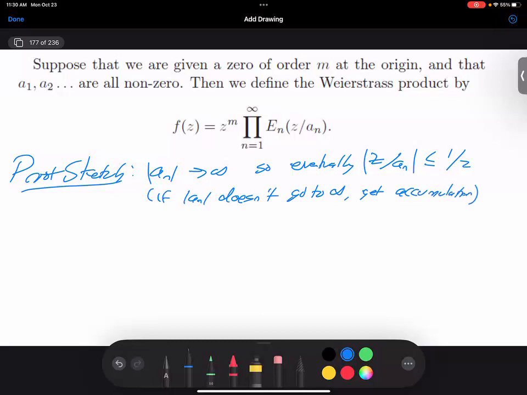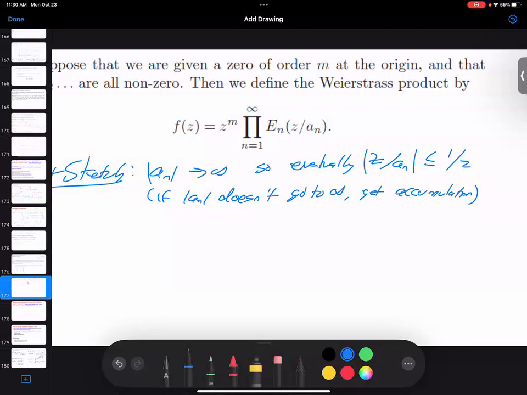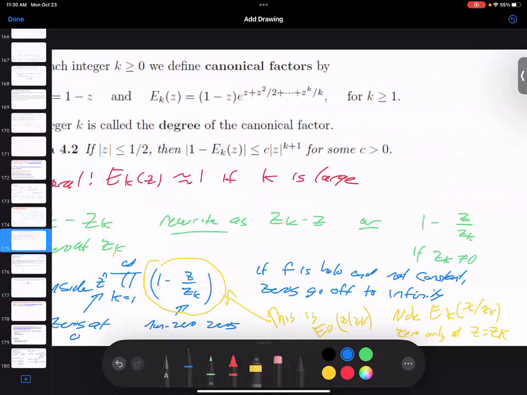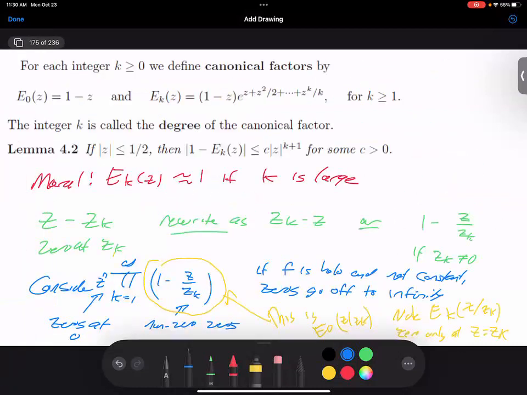This is one of my favorite theorems. It's completely different than real analysis. If I have a sequence of zeros and they accumulate, then the function has to be identically 0. And it's not that hard to write down a nice closed form expression for the function that's identically 0. So I know my an have to be going to infinity, so eventually z over an has to be at most 1/2.